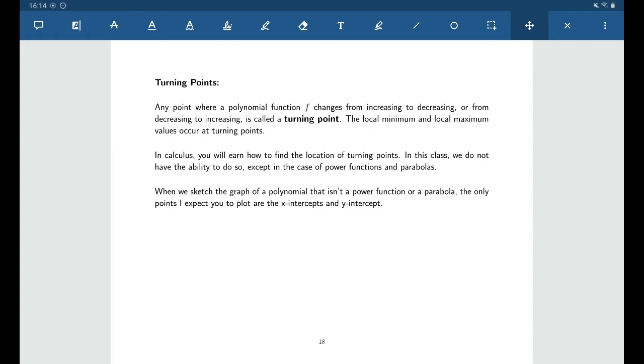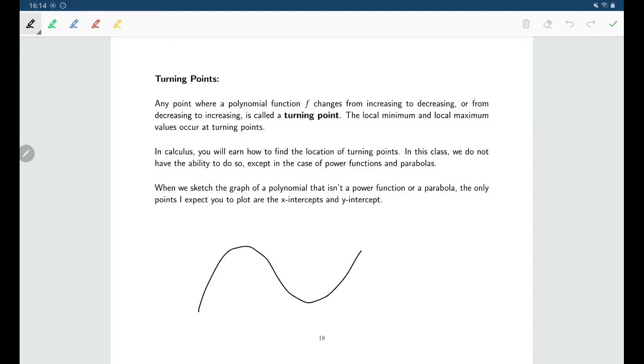And these are things called turning points. These would be the places in a polynomial where you would change from increasing to decreasing or vice versa. So we're talking about these points in our polynomial. These would also be the places where we have relative maximum and minimum values. Those would also be things that we'd like to know about.